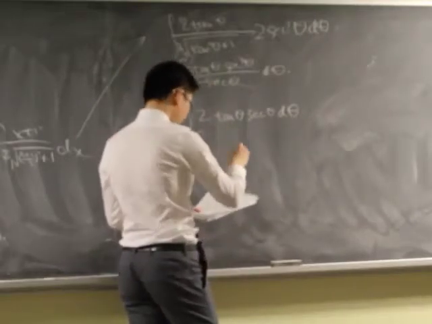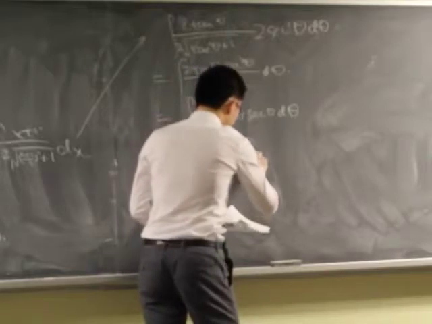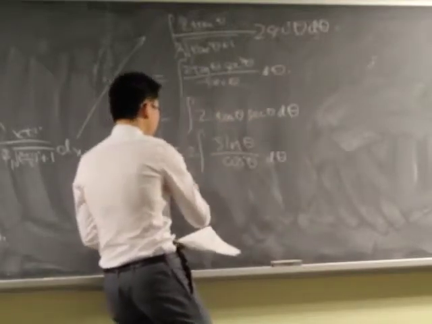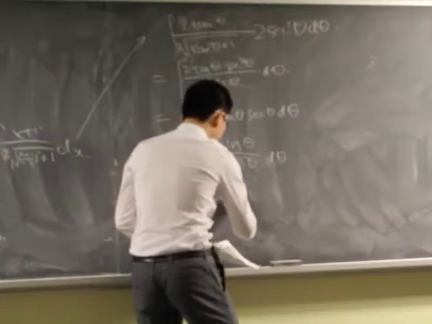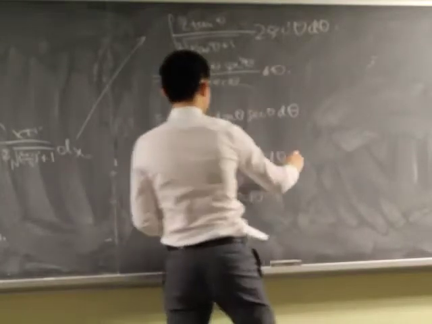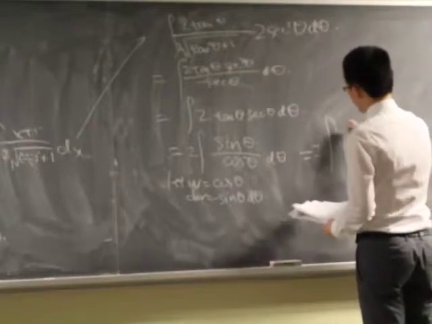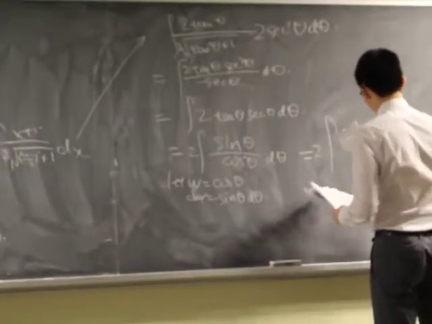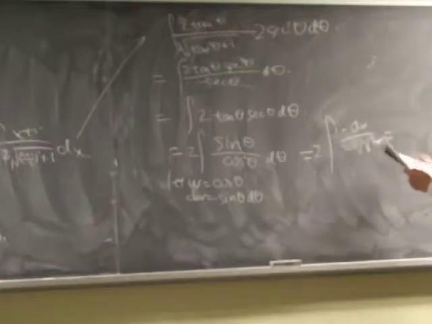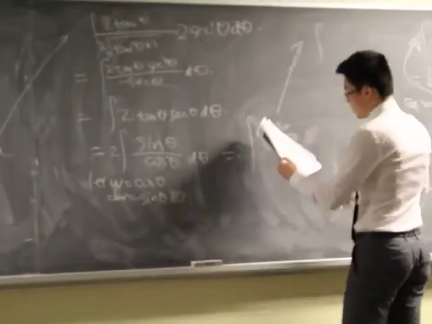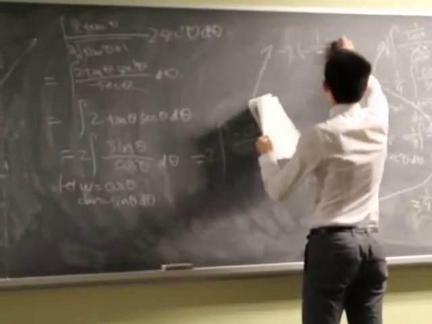So this is going to be equivalent to 2 times the integral of sine theta over cos squared theta d theta. We're going to let w be equivalent to cos theta, and dw will be negative sine theta d theta. So this will become 2 times the integral of negative dw over w squared, which becomes, let's just directly evaluate it, negative 2 times negative 1 over w plus c.